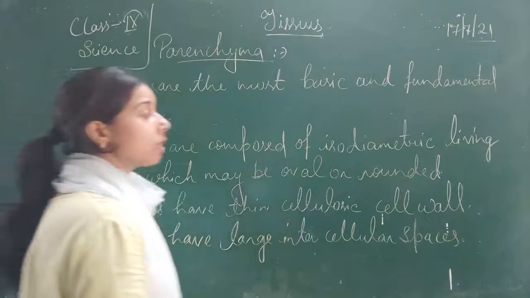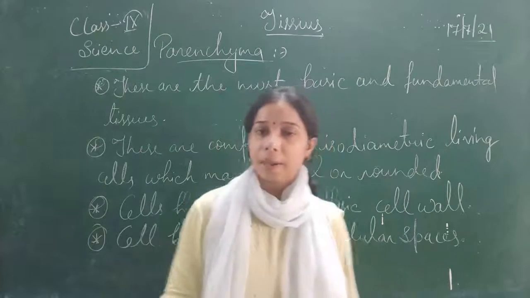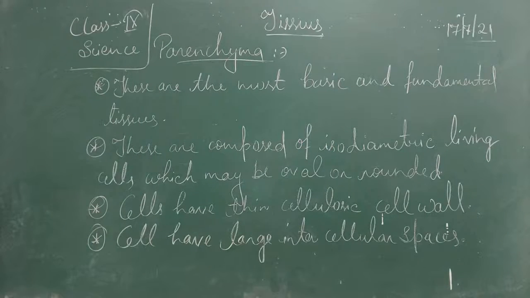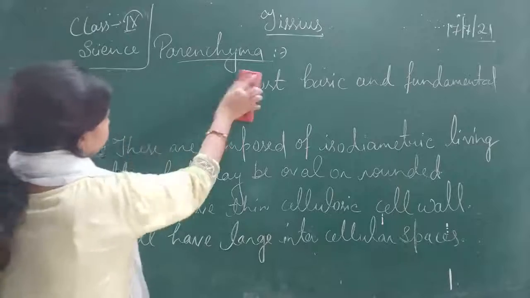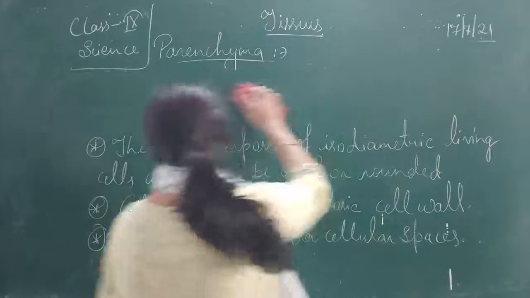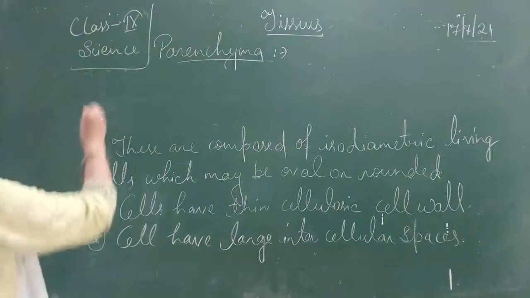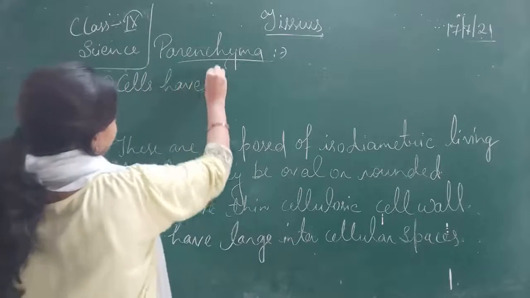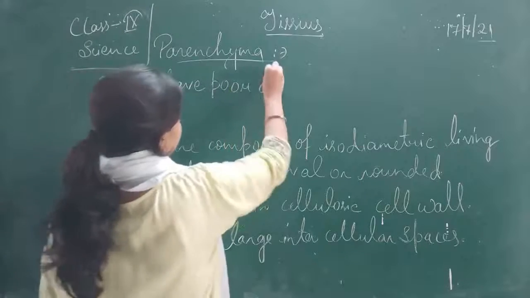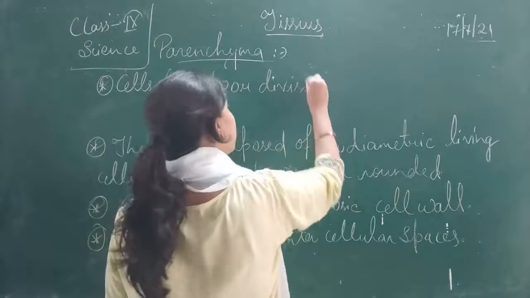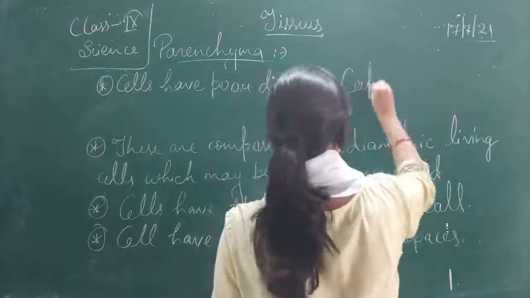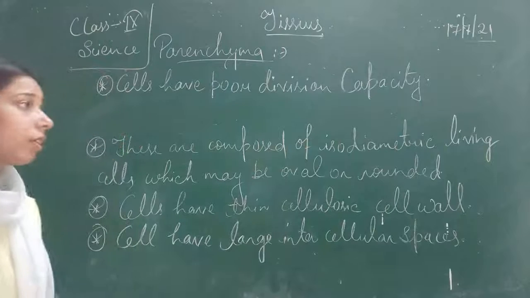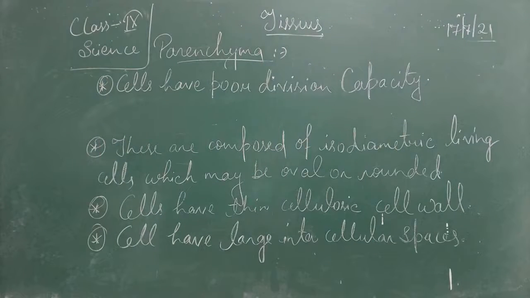Now since it belongs to the permanent tissue, the capacity of dividing is really very poor. So we can say that cells have poor division capacity. They are having the poor division capacity.